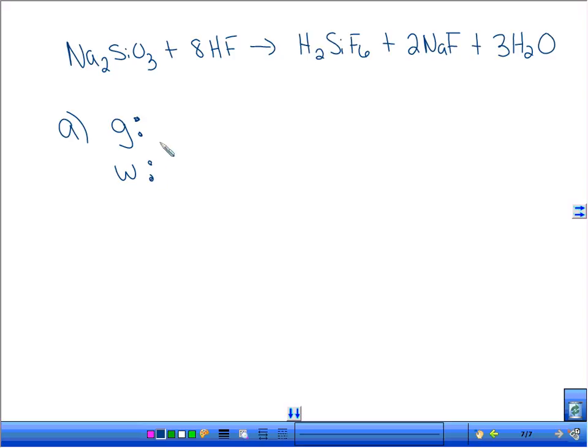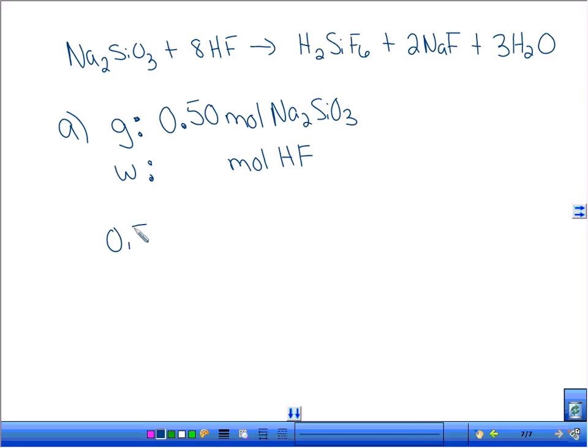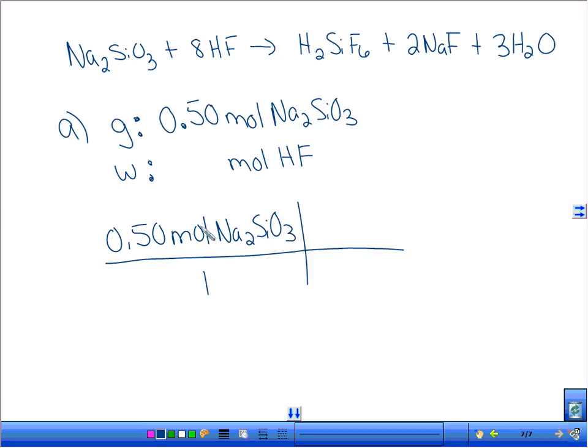So this one's the beginning, easy one. Our beginning information is that we are given 0.5 moles of sodium silicate, which is Na2SiO3, and you are looking for moles of hydrofluoric acid. So there's our beginning, and this is where we want to end. We always begin, just as we begin any problem, by taking our given and putting it over 1. And just as we do any other problem, this is going to completely go down to the side.